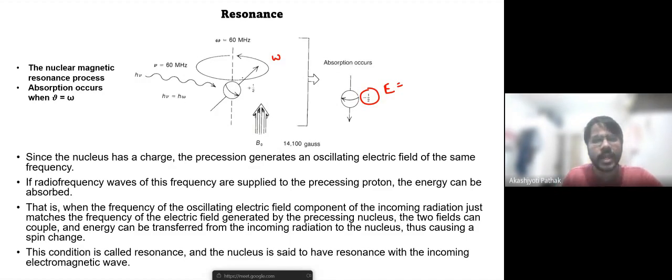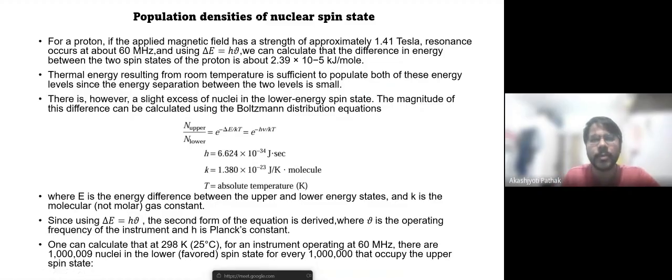Okay, now let's quickly understand this. When you apply incoming radiation, if it has a frequency which is equal to the Larmor frequency of the nucleus, then the resonance will take place. That is all that you have to understand. Now, the population densities of the nuclear spin states: initially when no external magnetic field is applied, all the spins will have the same energy.